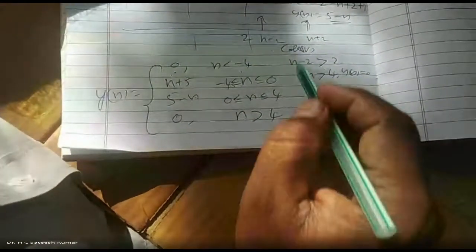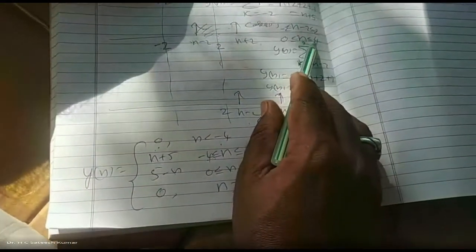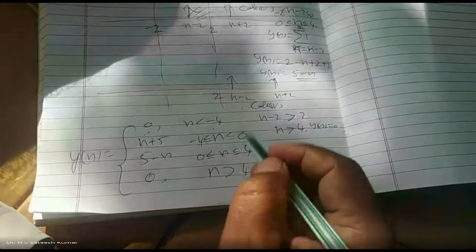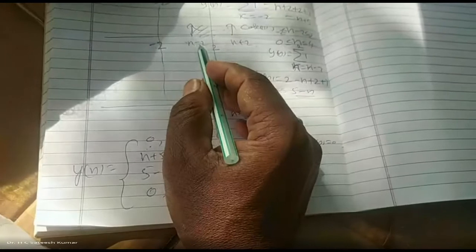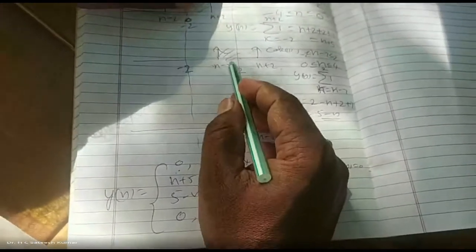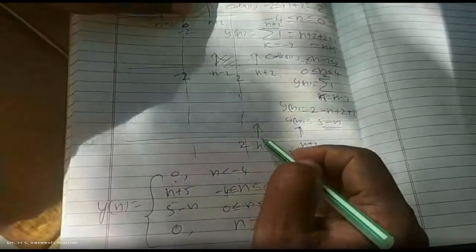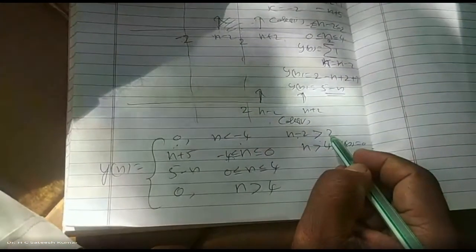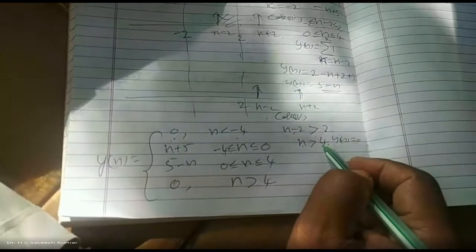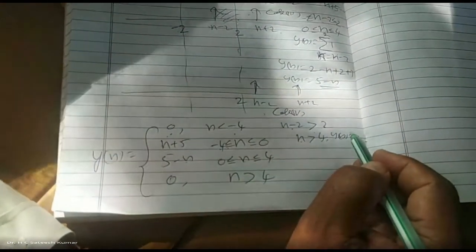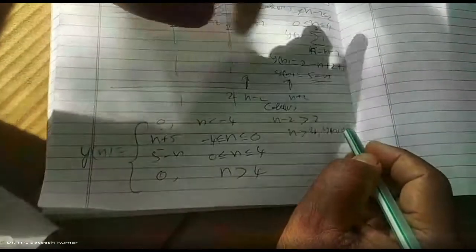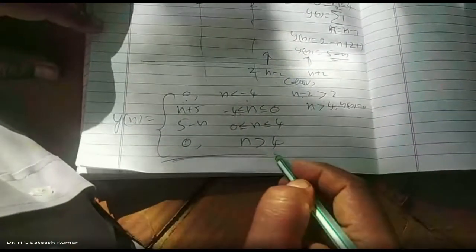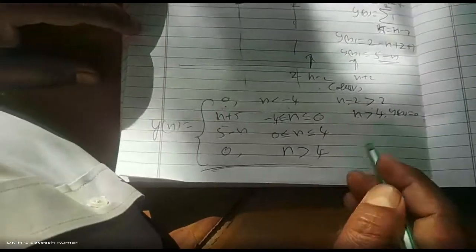n greater than 4 means what? n greater than 4 is nothing but what? Okay, n greater than 4 means n minus 2 is greater than 2. So that means this edge is greater than 2. n minus 2 greater than 2, or n greater than 4. No overlapping, answer is 0. So here also this n minus 2 is gone beyond this. So that is how we should do it. So this is the way we should do this problem, right?